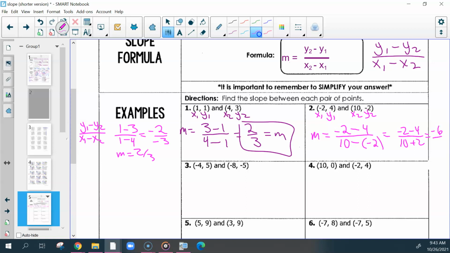So negative 6 over 12. Can we simplify this? Yeah. To what? Negative 1/2. The negative and the minus come together to make a plus. In your calculator, if you were to put 10 minus a negative 2, it would be adding and not subtracting.